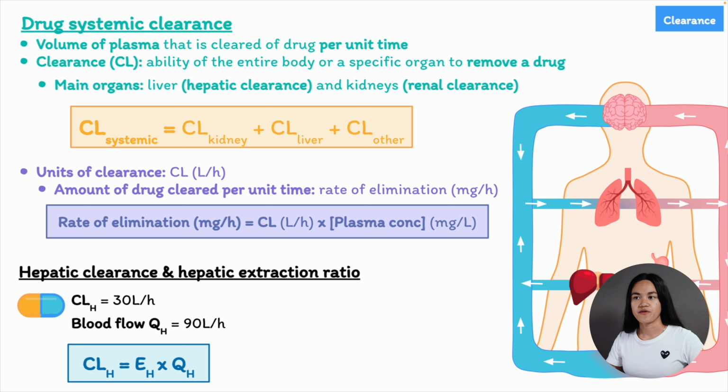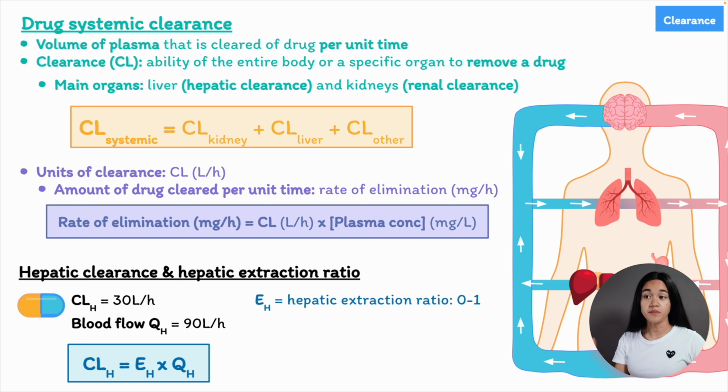Now we can define another parameter, which we call the hepatic extraction ratio. It's a measure of the liver's ability to remove a drug from the blood during a single pass through the liver. And this parameter relates the hepatic clearance to the hepatic blood flow by a simple relationship, which is that the hepatic clearance is equal to the hepatic extraction ratio multiplied by the blood flow through the liver. So the hepatic extraction ratio ranges from 0 to 1. You also have the option to express it as a percentage.